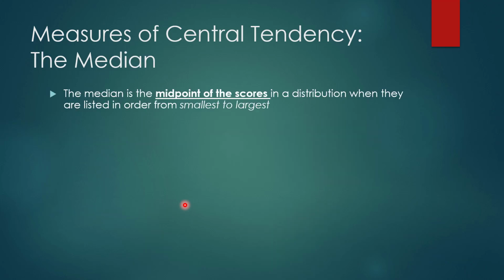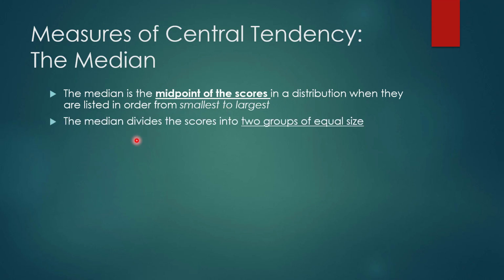So the median is the middle of the data set. It's the midpoint of the scores in a distribution where they're listed in order from smallest to largest. The median basically divides the sample numbers into 2 groups of equal size. So it's the middle score.